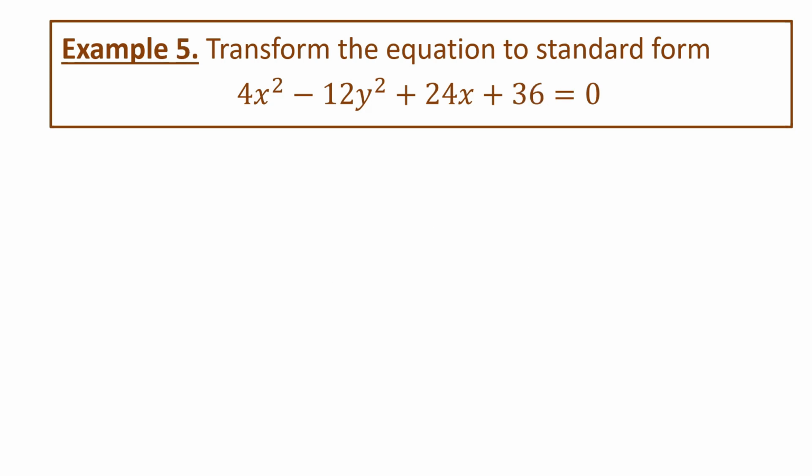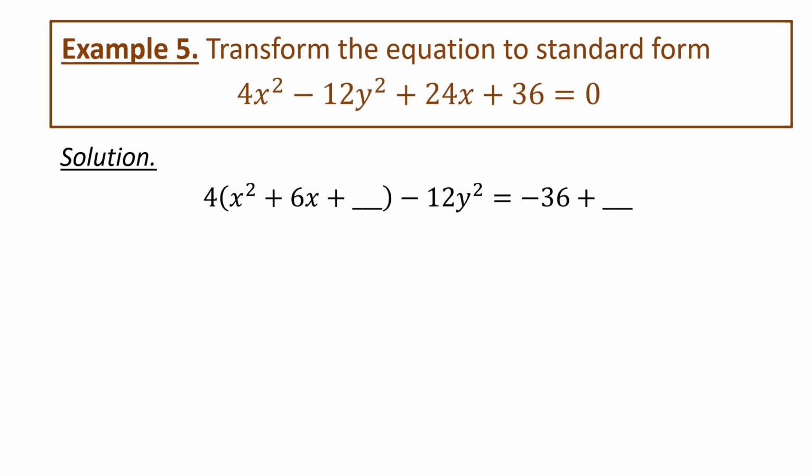And finally, let's transform the equation to standard form and see if this is a hyperbola or a degenerated case of a hyperbola. So we have 4x squared minus 12y squared plus 24x plus 36 is equal to 0. For our solution, again, gamitin ulit natin yung completing the square. So we have 4 times x squared plus 6x plus blank minus 12y squared is equal to, lipat natin yung 36, so we have negative 36 plus blank.